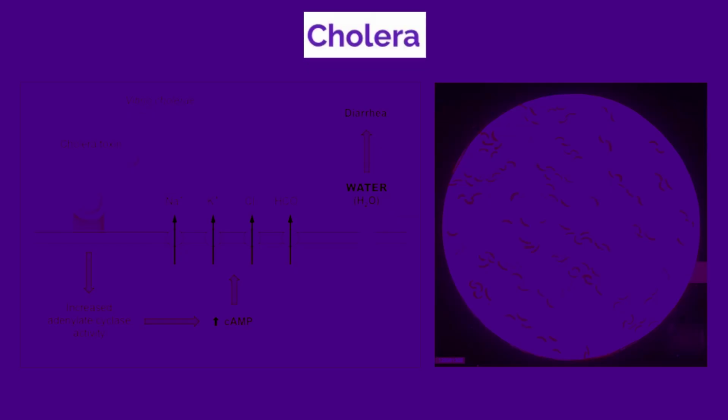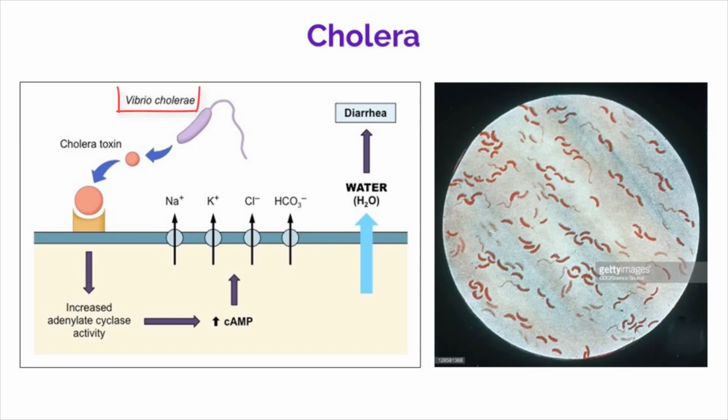Cholera is a disease caused by the bacteria Vibrio cholerae. This infects the intestines and causes acute diarrhea and dehydration of the body. The bacteria enters the body and secretes a cholera toxin. This toxin, when brought in by the cell, increases the rate of cyclic AMP, or cAMP.